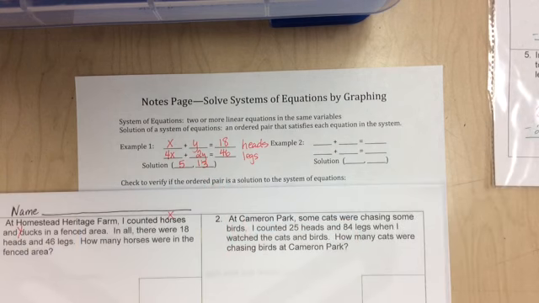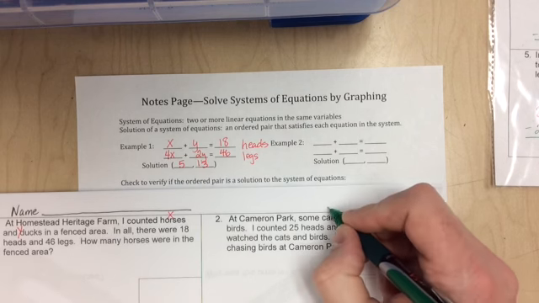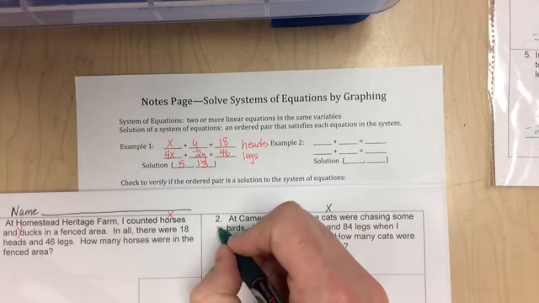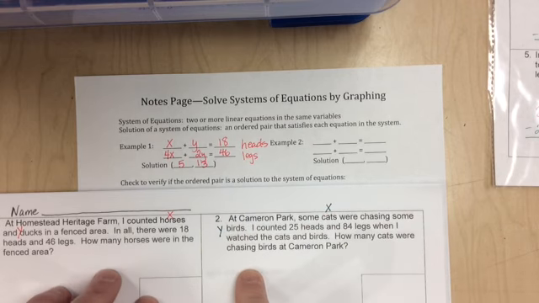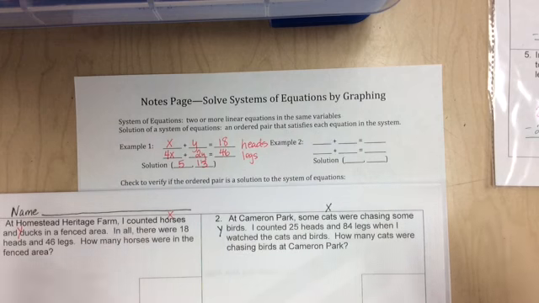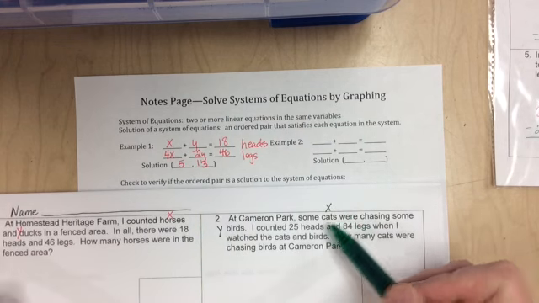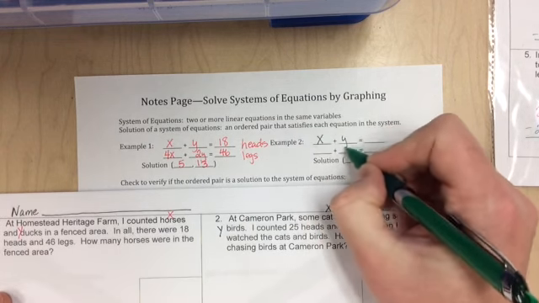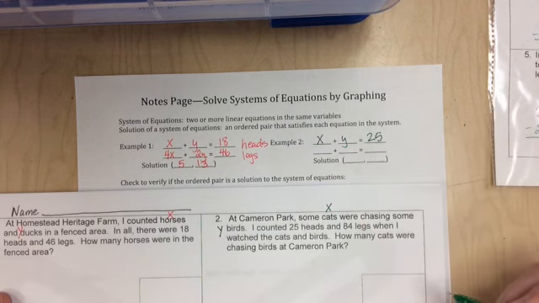So our next example is the second problem. At Cameron Park, some cats were chasing some birds. I counted 25 heads and 84 legs when I watched the cats and the birds. How many cats were chasing birds in Cameron Park? So now I have to decide again which animal is going to be x and which is y, and I'm just going to go in order. Cats would be x and birds would be y. And I know you don't have this paper with you right now. That's okay. As long as you're writing it on the notes page that you have, that's fine. So we know there are 25 heads, so I know that x plus y is going to equal 25.